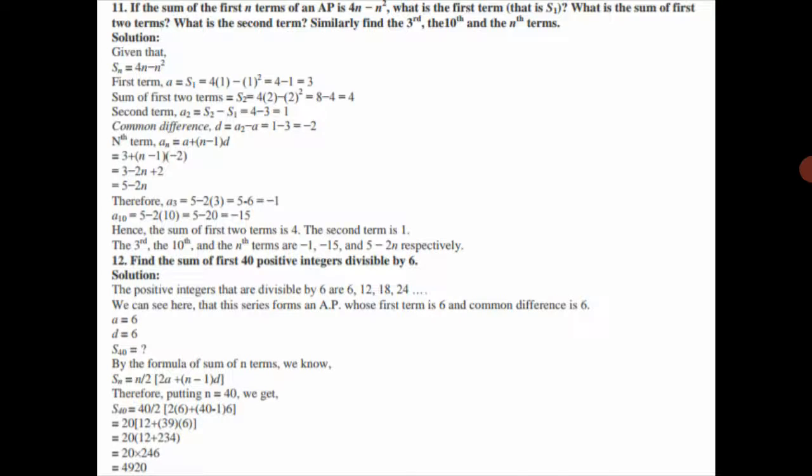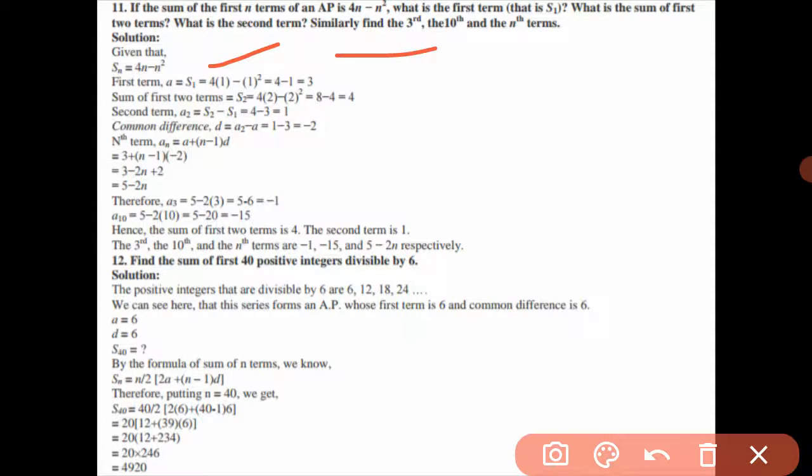In question number 11 we are given that the sum of the first n terms of an AP is 4n minus n square. What is the first term? That is S1, the sum of the first term. What is the sum of the first two terms, and what is the second term? Similarly, find the third, 10th and nth term. So the third term, 10th term and nth term, this we have to find.